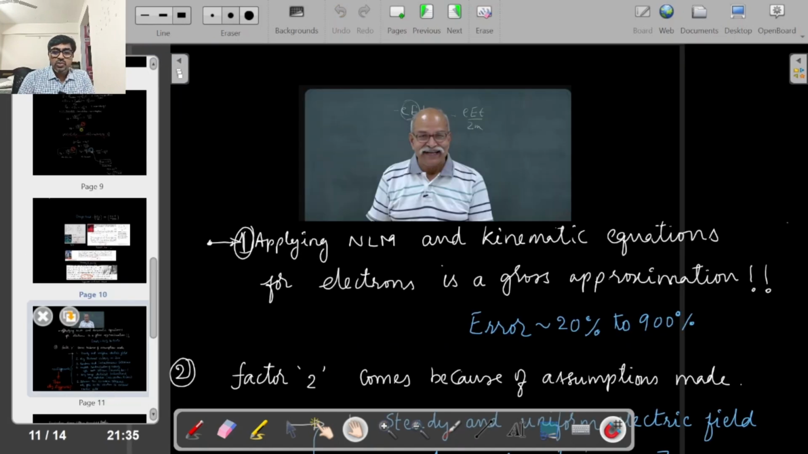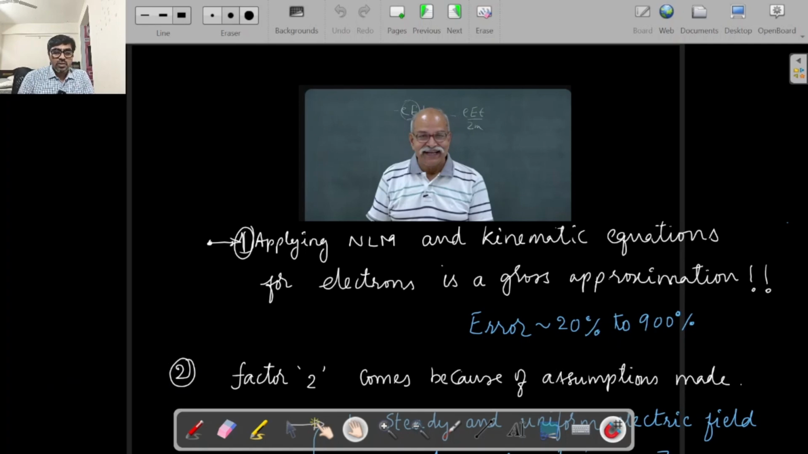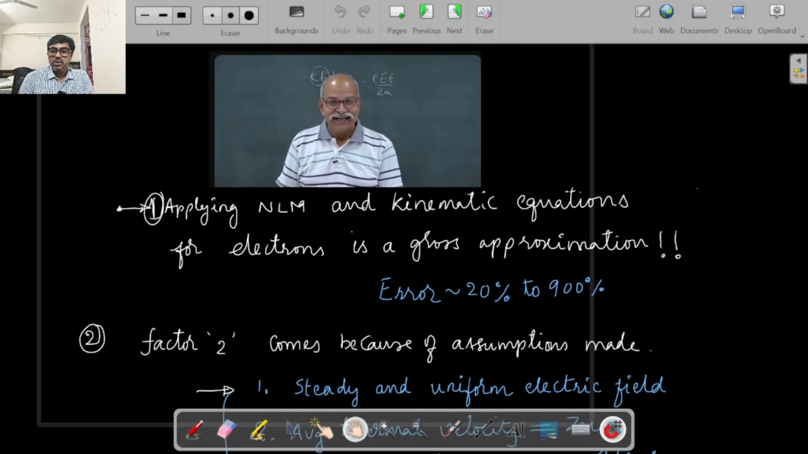So I went through certain videos given by HC Verma sir about the same question. Somebody asked him, "Sir, why that half factor?" He says very clearly, applying Newton's laws of motion and kinematic equations, which is basically classical mechanics, to electrons in a solid is grossly inaccurate, because there you need to apply quantum mechanics.